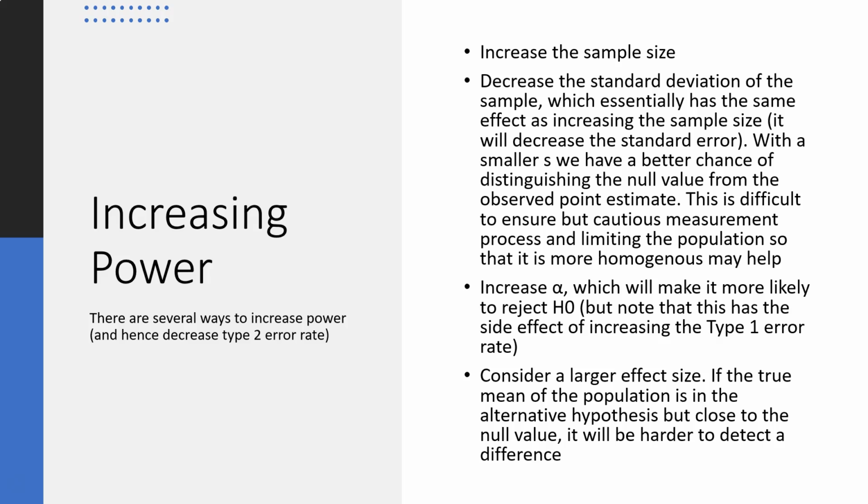If we increase our alpha, so that's if I go from a 95% confidence interval to a 90% confidence interval, our alpha value is going to be that area outside of my confidence interval. It makes it much more likely that we will reject our null hypothesis. And something we might want to consider is using a larger effect size. If the true mean of the population is in the alternative hypothesis but close to your null value, sometimes it's going to be harder to detect that difference.